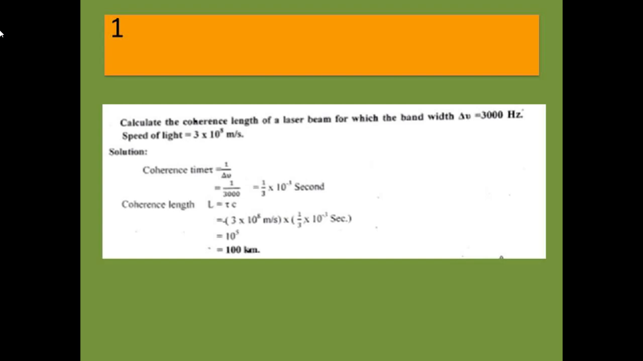We already found tau is equal to 1 upon 3 into 10 to the power minus 3 second, and C is the velocity of light. It is given 3 into 10 to the power 8 meter per second. So the answer is coming out to be 10 to the power 5 meters, or in terms of kilometer it is 100 kilometer.